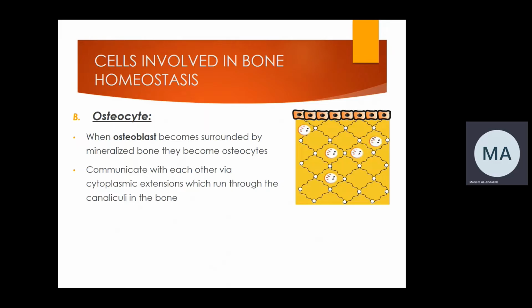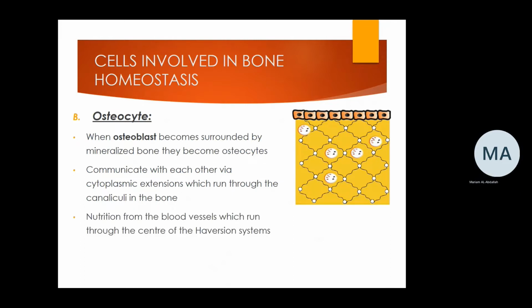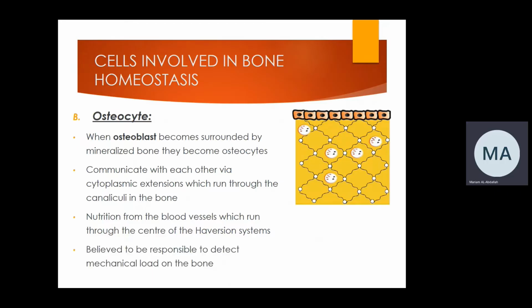Within the bone, these osteocytes will communicate with each other via cytoplasmic extensions, which run through the canaliculi of the bone. Also, they get nutrition to survive from blood vessels which run through the center of the Haversian system. They are responsible for detecting mechanical load on bone. So if any force is applied and transmitted to the bone, then these cells will be responsible to detect such mechanical stimuli.